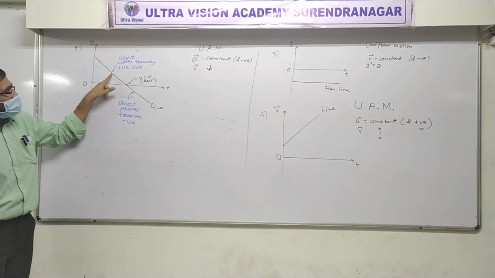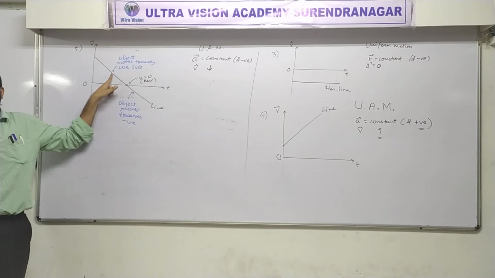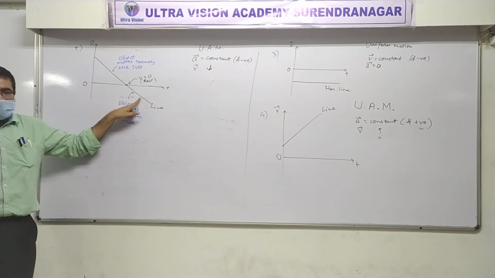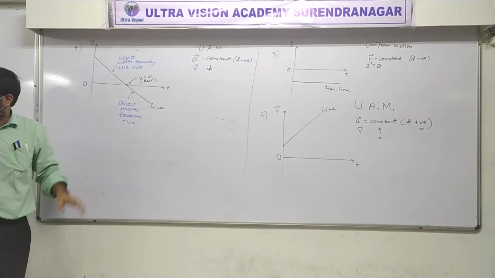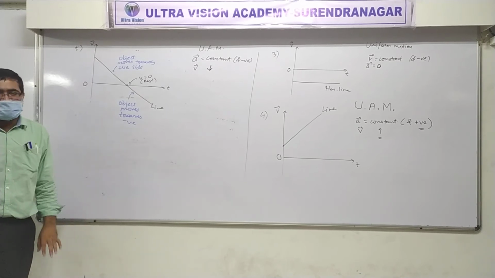So here, in this part, is velocity positive or negative? Positive. Acceleration? Negative. So retardation. Over here, velocity? Negative. Acceleration? Negative. Retardation? No. Understood? Yes. Sure? Everyone? Yes. Understood properly?